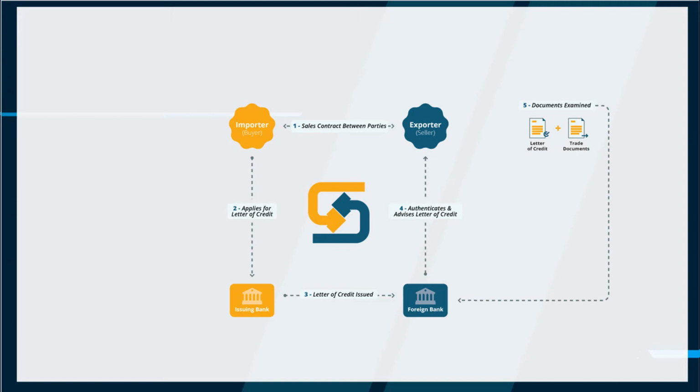The exporter obtains the bill of lading and any other transport documents from the carrier and prepares all other documents required by the LC.